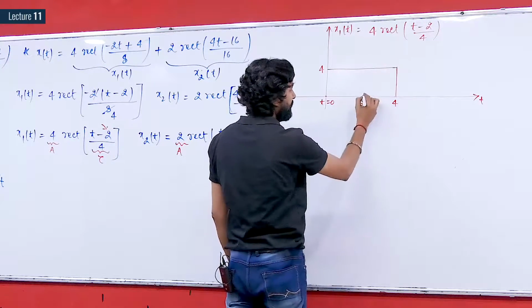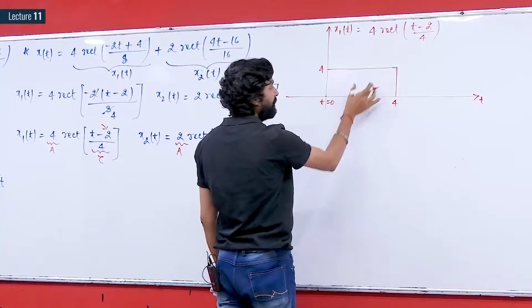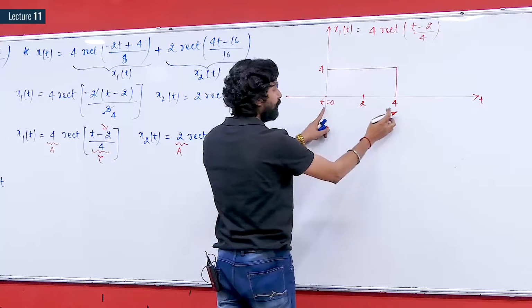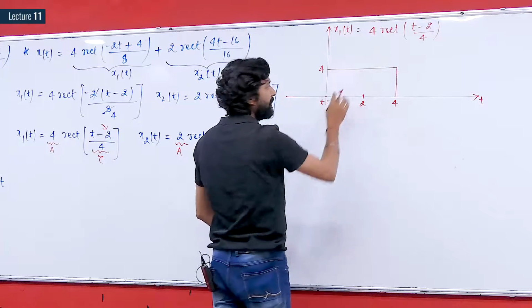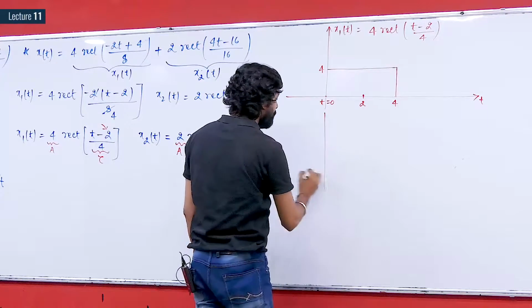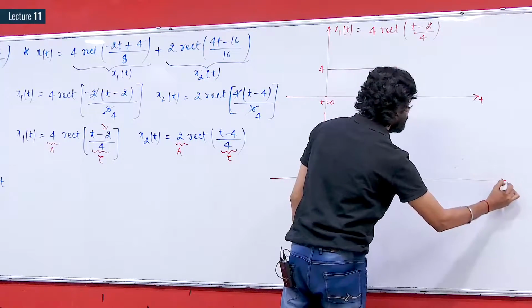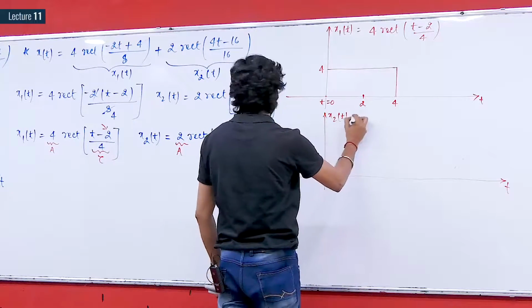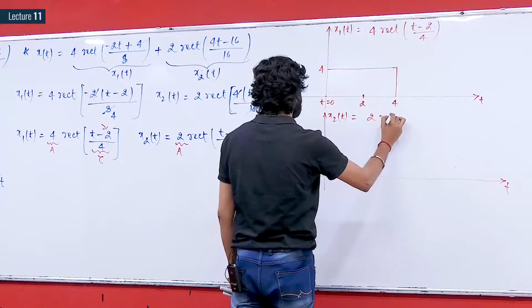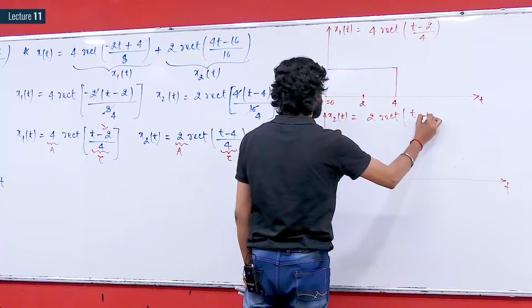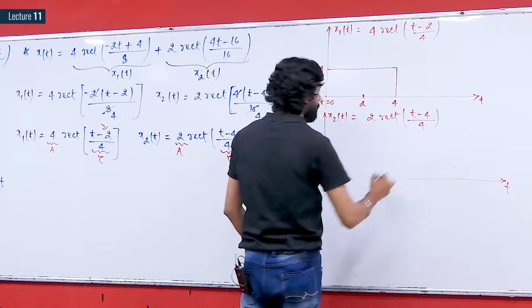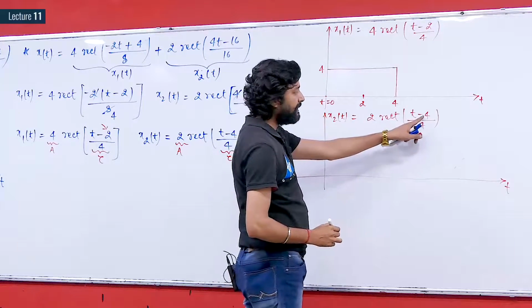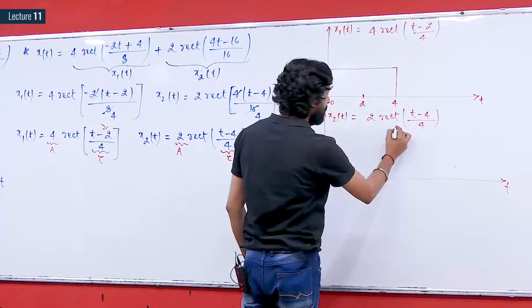So we have just taken a rectangle which is centered at 2 and having total width equal to 4. So it is your function x1 of t. Similarly, if you plot just below it x2 of t, again x2 of t is the rectangle, 2 rectangle of (t minus 4) by 4. It means you have to take a rectangle which is centered now at 4. Let this value be 4.